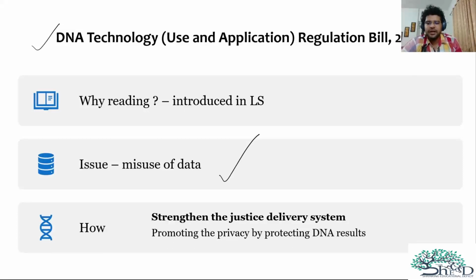Then how will the bill help? It will strengthen the justice delivery system. How? By promoting privacy. How? By protecting the DNA results. That means there might be some penal offenses. That means punishment will be meted out to people who steal the data and strict rules will be implemented. Right, so this is the background.